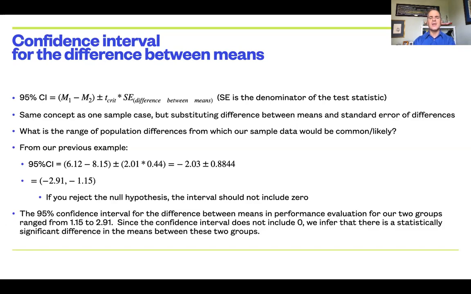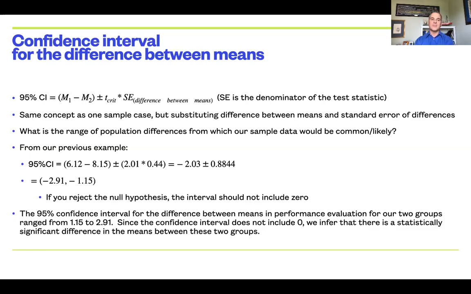And APA suggests that a more appropriate thing to do is, instead of making this point estimate, to do a confidence interval and say that given that we got a 2.03, we can be 95% sure that the populations that are represented by these two samples have a mean difference somewhere in this range.